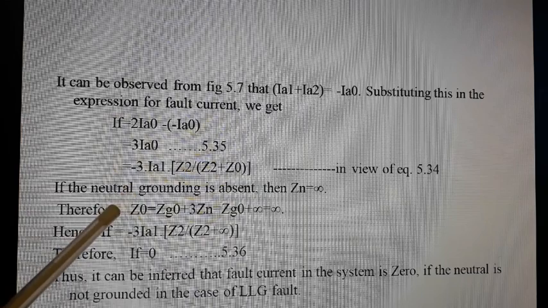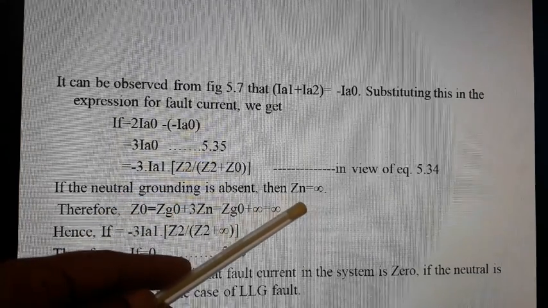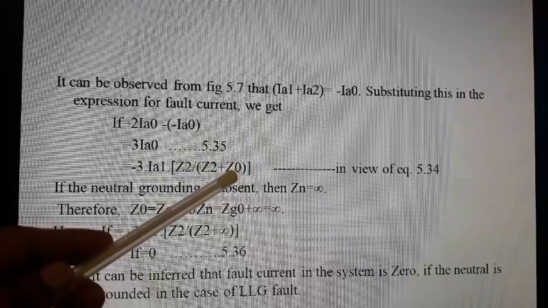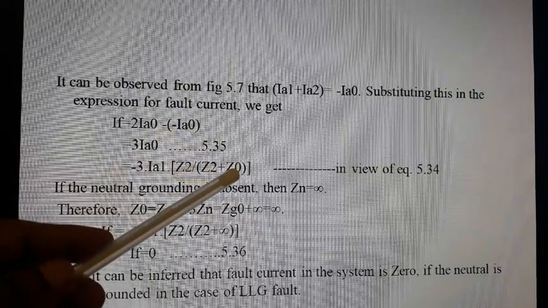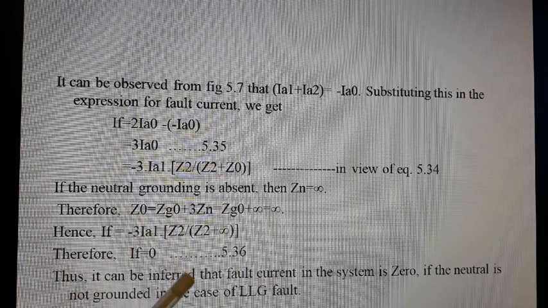Next we consider the case where the neutral grounding is absent. Then Zn is infinity, Z0 will be infinity, and it comes in the denominator, so IF is equal to 0. That means the fault current is 0 if the neutral is not grounded in the case of an LLG fault. This is about the different types of unsymmetrical faults. We will take up the next topic in the next lecture. Thank you.